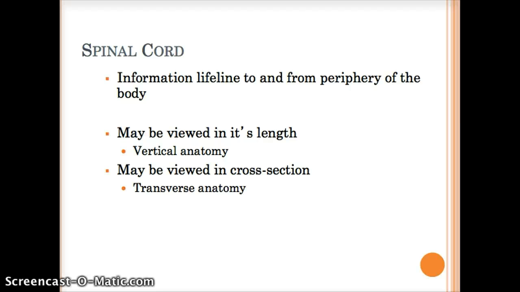Okay, so we've already talked about the spinal cord before, but it's part of the central nervous system, and it's the information lifeline to and from the periphery of the body. So we're sending information from our brain out to the periphery of our body, out to our limbs through our spinal cord, and then we're sensing information, and that's getting sent up to our spinal cord, up to our brain.